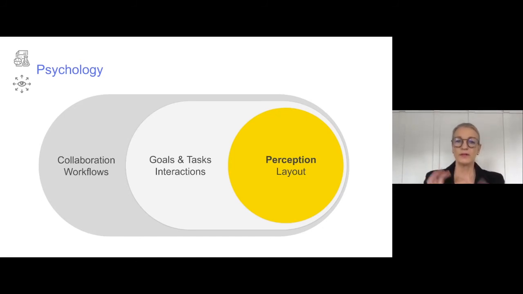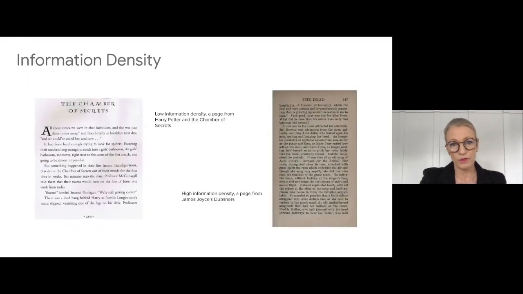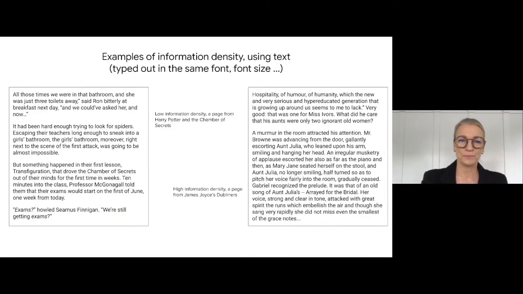So I'm going to just talk a little bit about layout right now. We use the same approach to look at, for example, information density. So here you have two different forms of information density. One is low information, which is from Harry Potter, and the other is a page from James Joyce's Dubliners. I'm literally just talking about the words here, not necessarily the information density of the content, but that would be a whole other interesting thing to talk about. So you can see as we start to unpack that, how these are different.